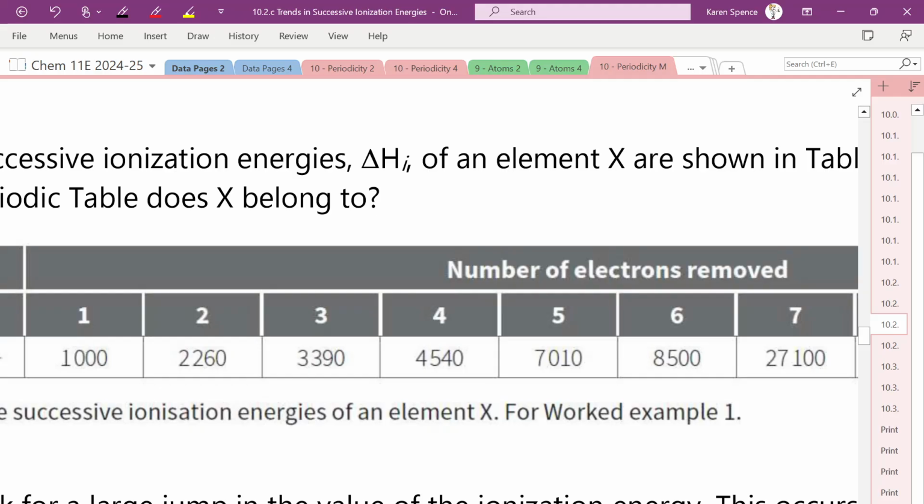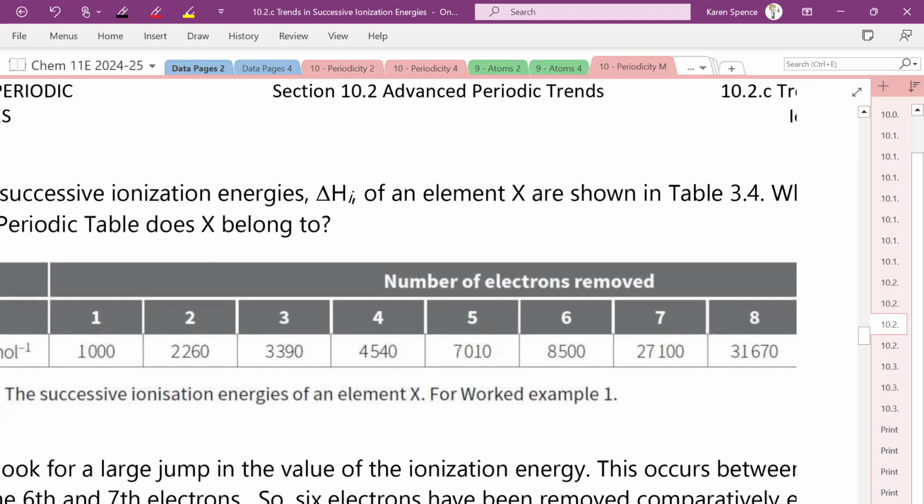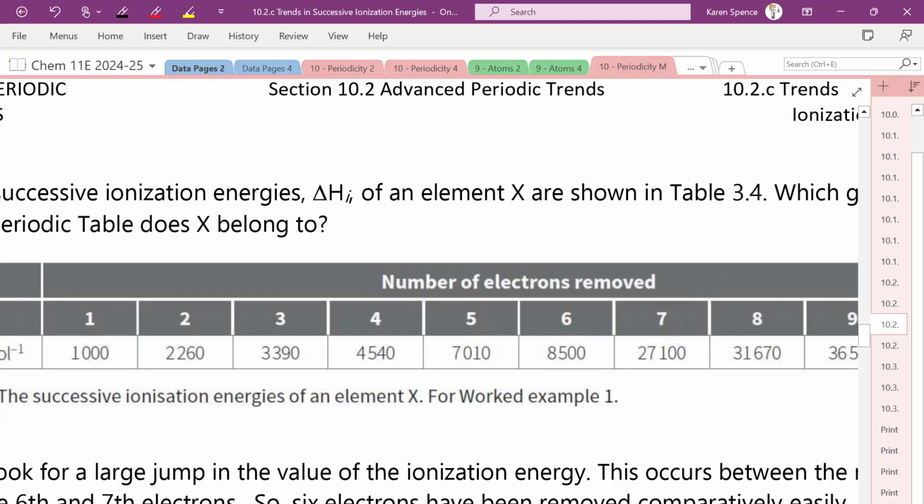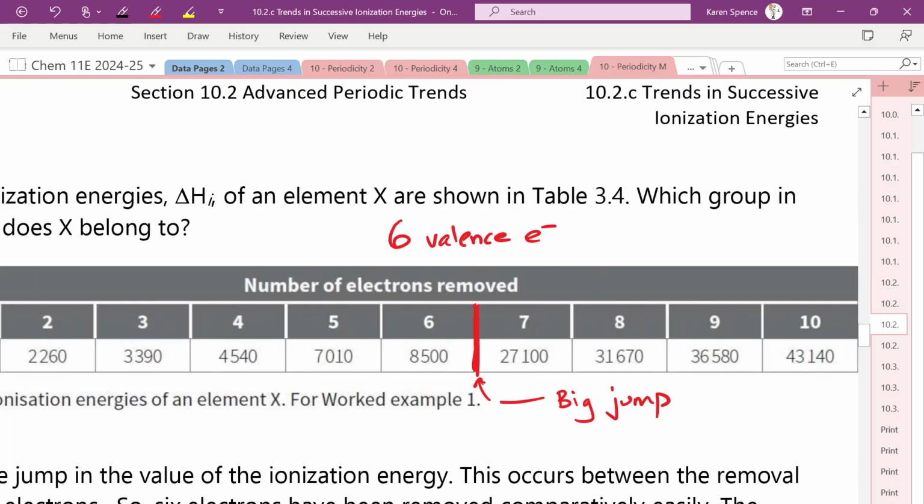Where does our big jump occur here? Between 6 and 7, yeah? Okay, so here's our big jump. So how many valence electrons do we have? Everybody? 6. So what group does it belong to? Group 16.